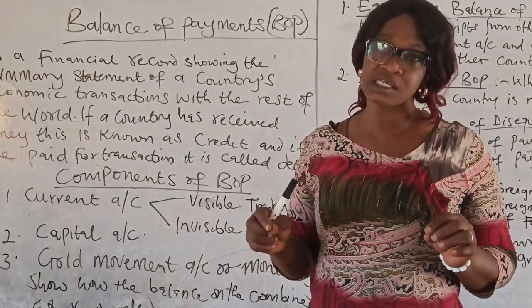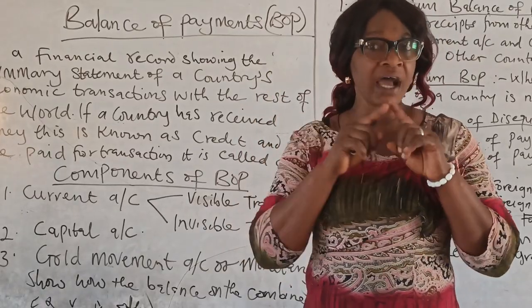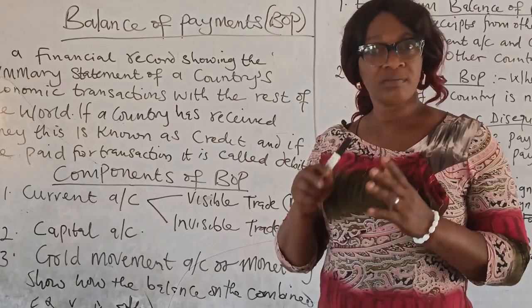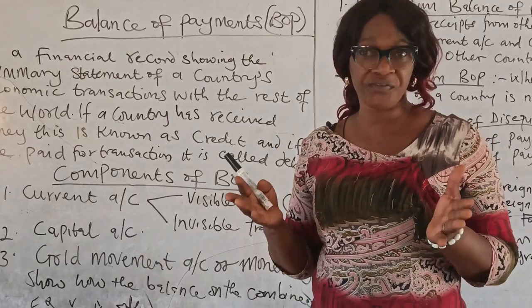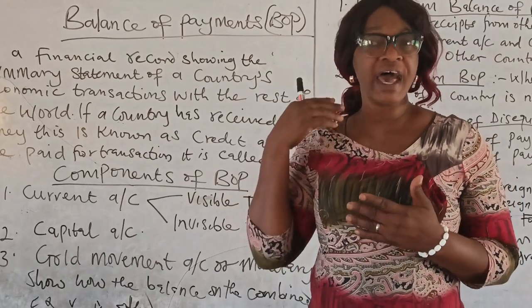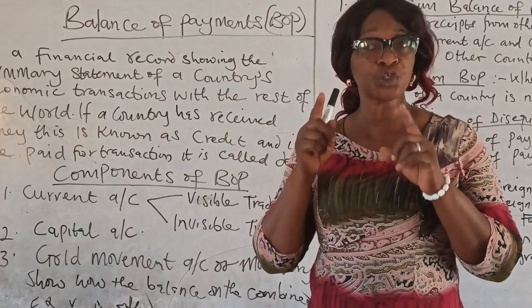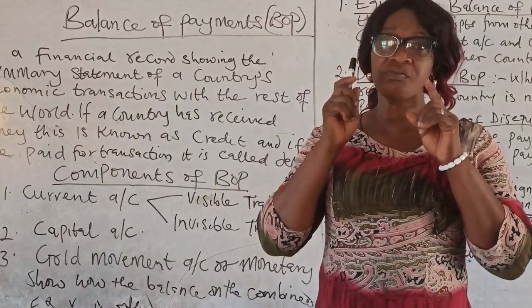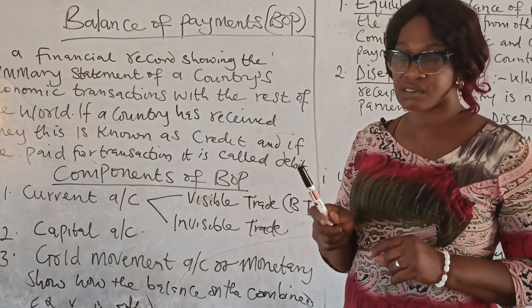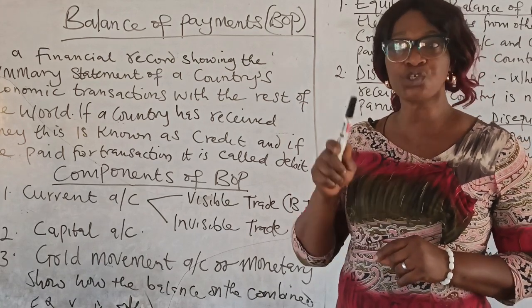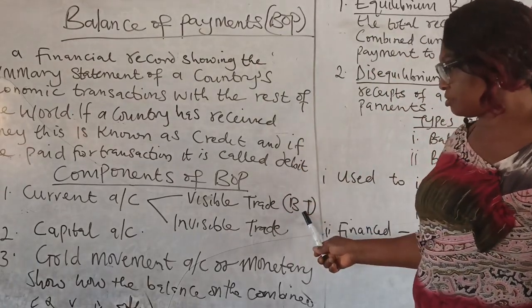And I want you to know that in our country, what we export to other countries of the world are agricultural products like cocoa, groundnut, ginger. You know them, of course. They are our exports to other countries of the world, and they are visible trade account. And visible trade account is the same thing as balance of trade. Let me repeat again. Visible trade account is the same thing as balance of trade.